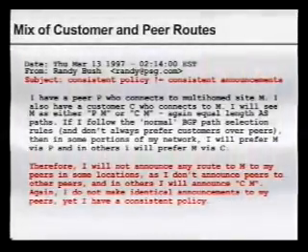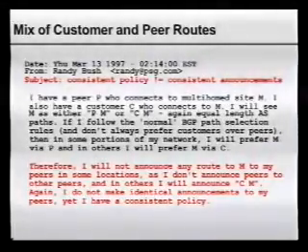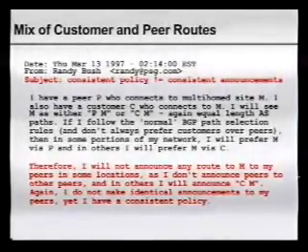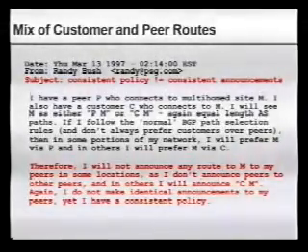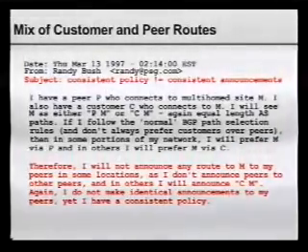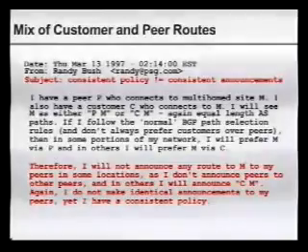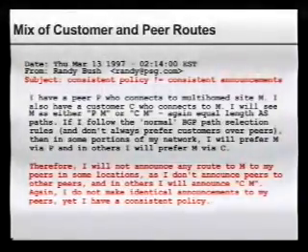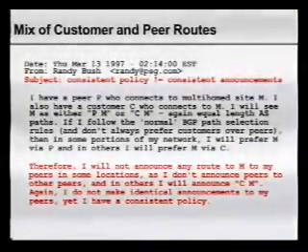Essentially, what Randy is saying here is that he's got some site that he's learning routes to from both a peer and a customer. He has consistent export policy, but because he's not advertising his peer routes to other peers, the situation I just described can actually happen.